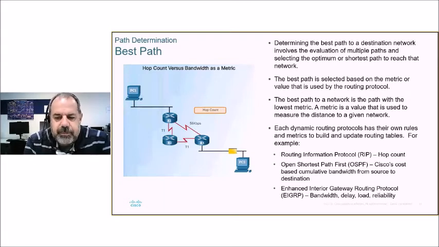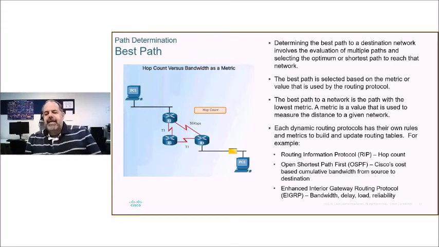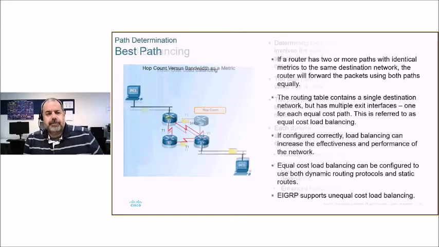For example, RIP uses hop count, OSPF uses cost, which is calculated from bandwidth, and there's EIGRP, which uses bandwidth and delay, and possibly load and reliability. We'll talk about EIGRP in Cisco 3 if you continue on.